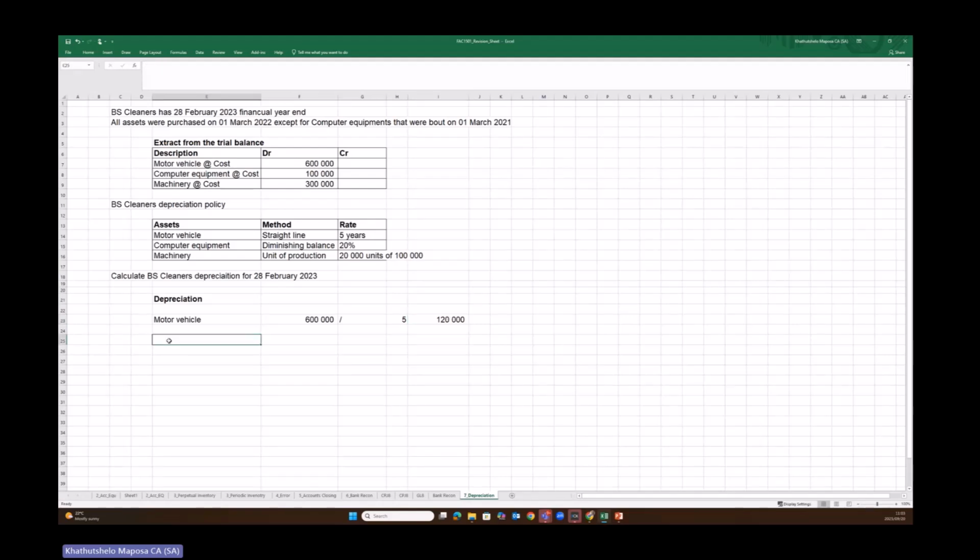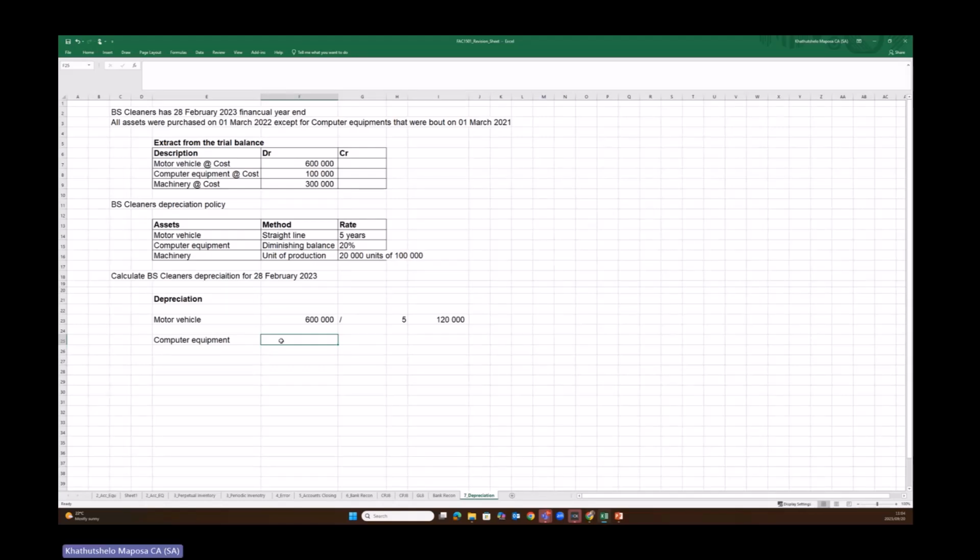Okay, let's move on. I'm trying to remember who I assigned to deal with computer equipment. Is it you, Daphne? I don't remember who I asked. Bali, do you want to assist us with computer equipment? How would you go about calculating depreciation for computer equipment using the diminishing balance method? Oh, sorry, Lungi. Yes, sir. Diminishing balance method.